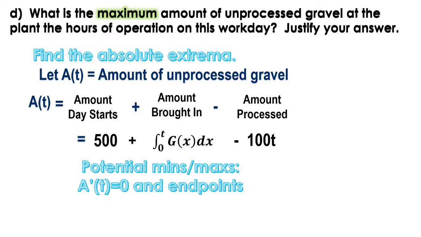The potential mins and maxes are the numbers that make the derivative equal 0 or undefined. Because this is an absolute extrema problem, we also need to consider the endpoints. So eventually the endpoints time 0 and time 8, because that's the beginning of the workday and the end of the workday. But right now we need to find the derivative of this function we created and figure out where it equals 0 or undefined. I only wrote 0 because this function's derivative is not going to be undefined.